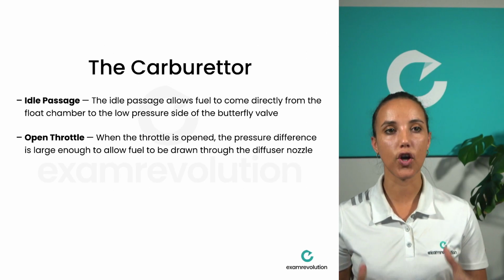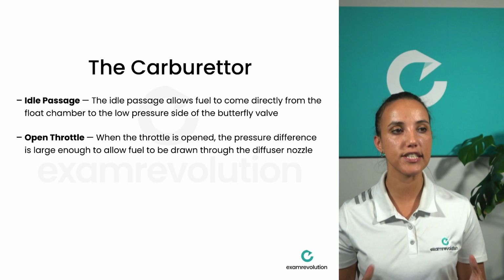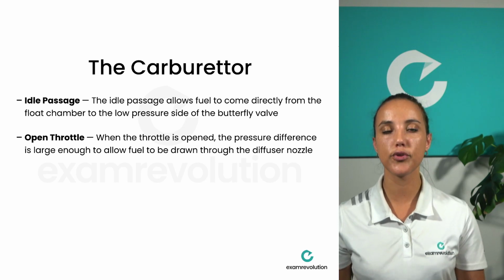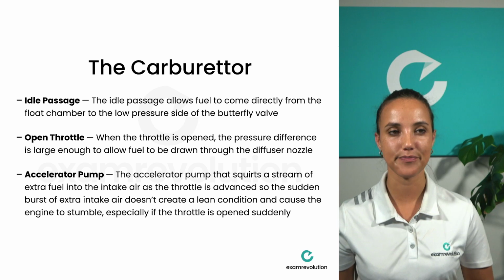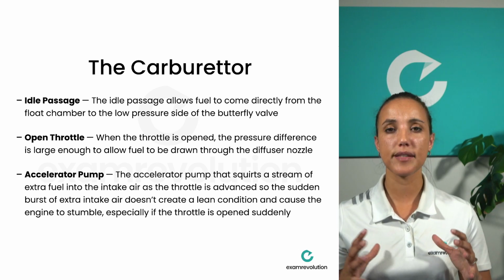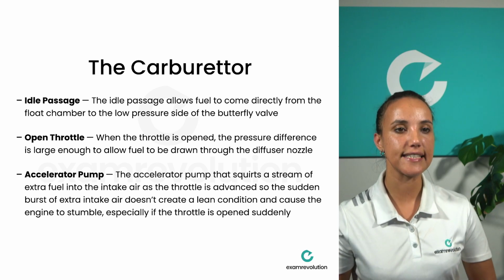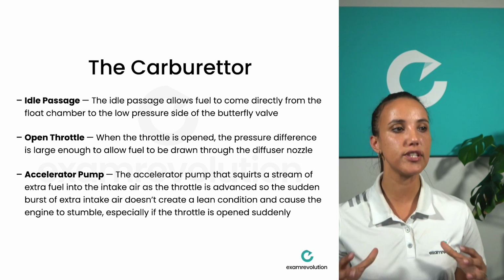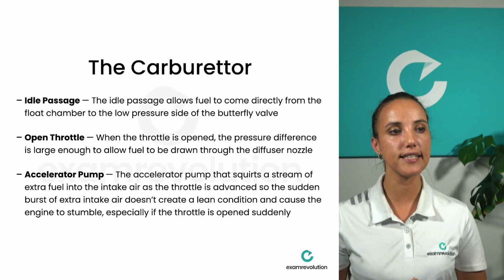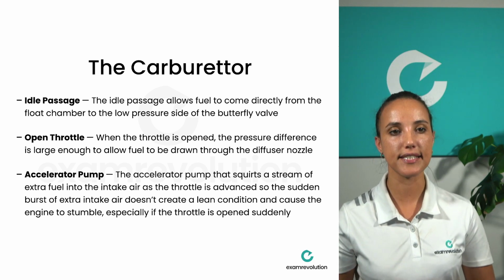Now when the throttle is open though, the pressure difference is large enough to allow fuel to be drawn through the diffuser nozzle once again. Then you also have something called an accelerator pump. So the accelerator pump squirts a stream of extra fuel into the intake air as the throttle is advanced.